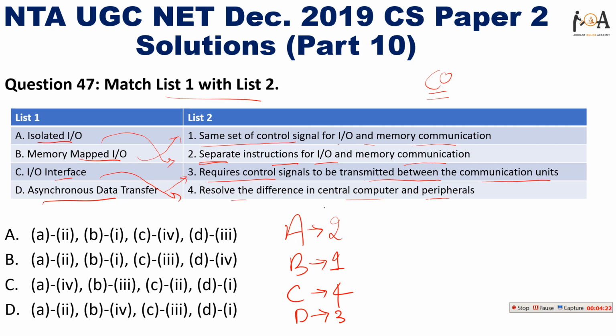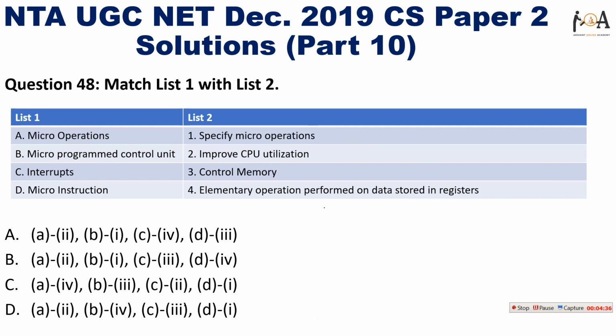So A is 2, so option C gets cancelled, 2 2 2. Then B with 1, again D is cancelled, so B is 1 1. C with fourth and D is third. So option A is the correct answer, guys. You can match it. The next question is match list 1 with list 2.